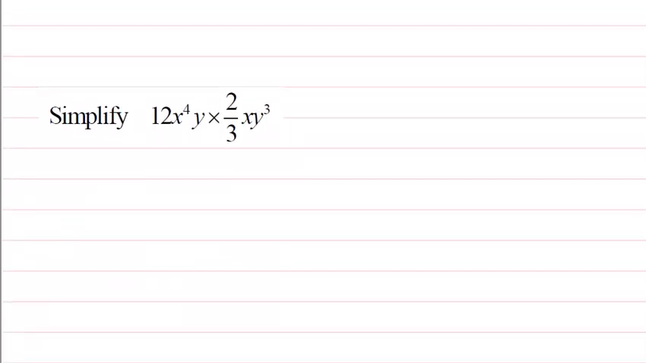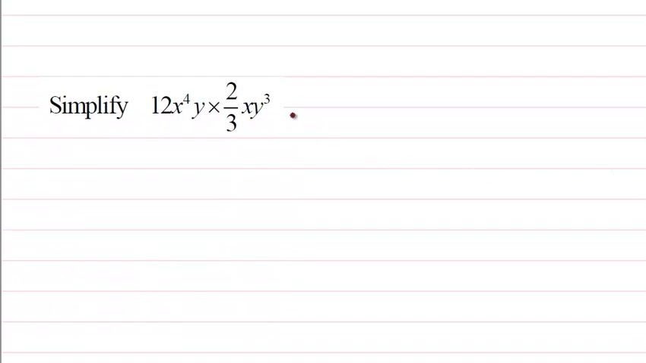Now this example, so we put the numbers together, so it's 12 times 2/3, then we have x, then we have this y here, then we got y cubed next to it. So this is like fractions, so it's 12 divided by 1 here.